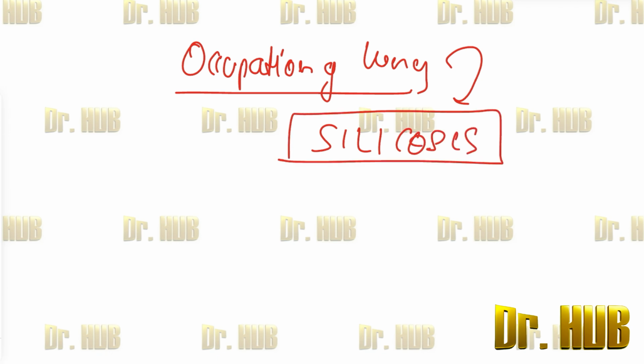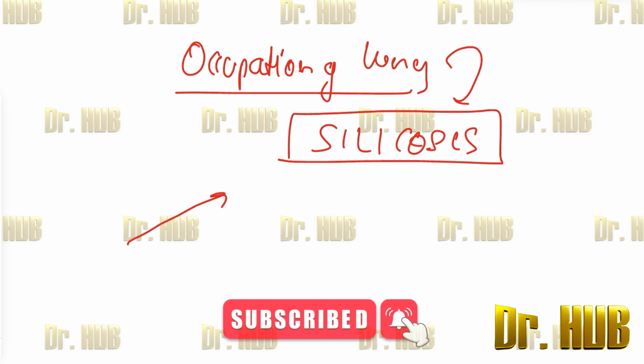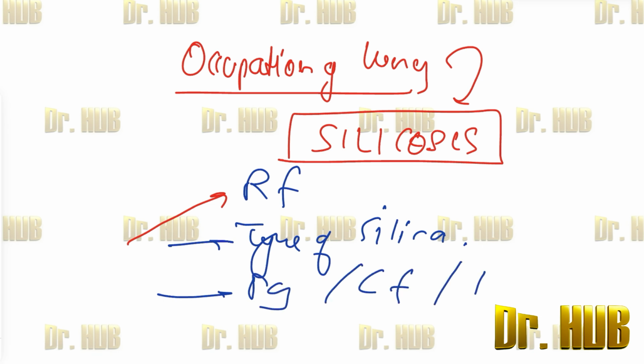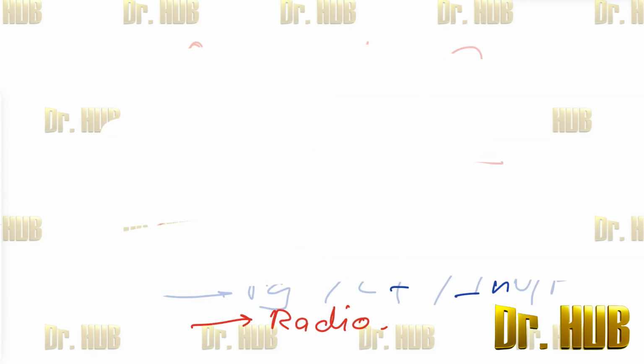So the headings we are going to cover will be, first, the risk factors involved. Then we will talk about the types of silica. And we are also going to talk about the pathogenesis, the clinical features, as well as the investigations and the prognosis. Then most importantly, the radiological features as well. So let's break it down, starting with the risk factors.